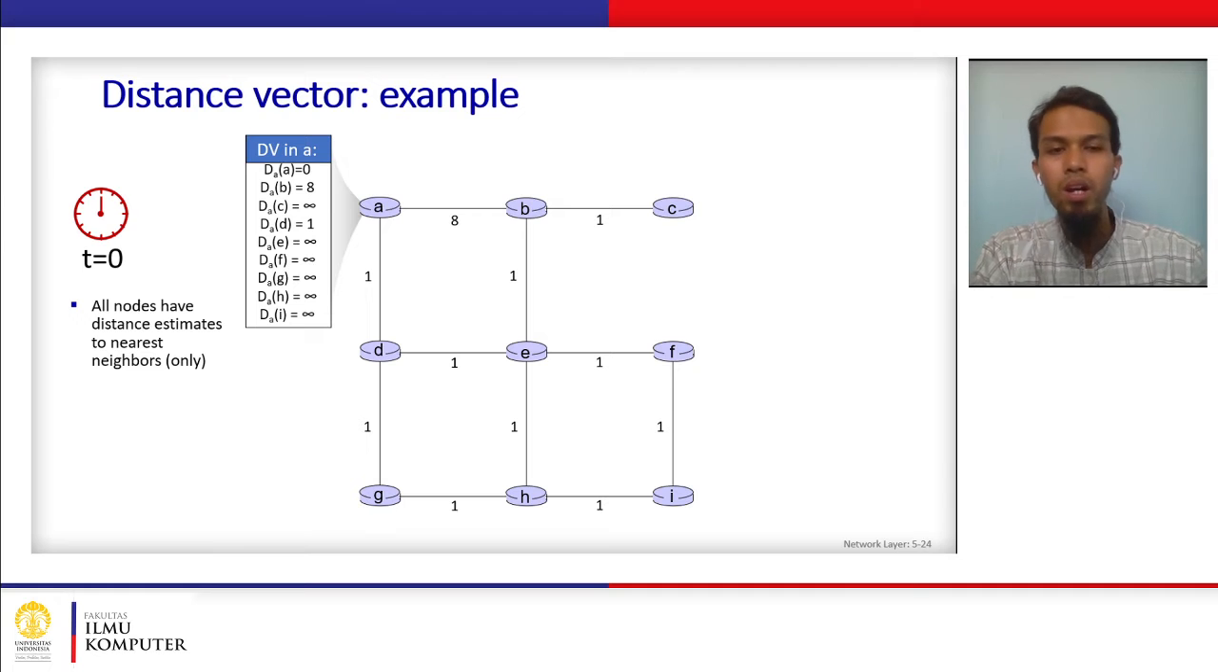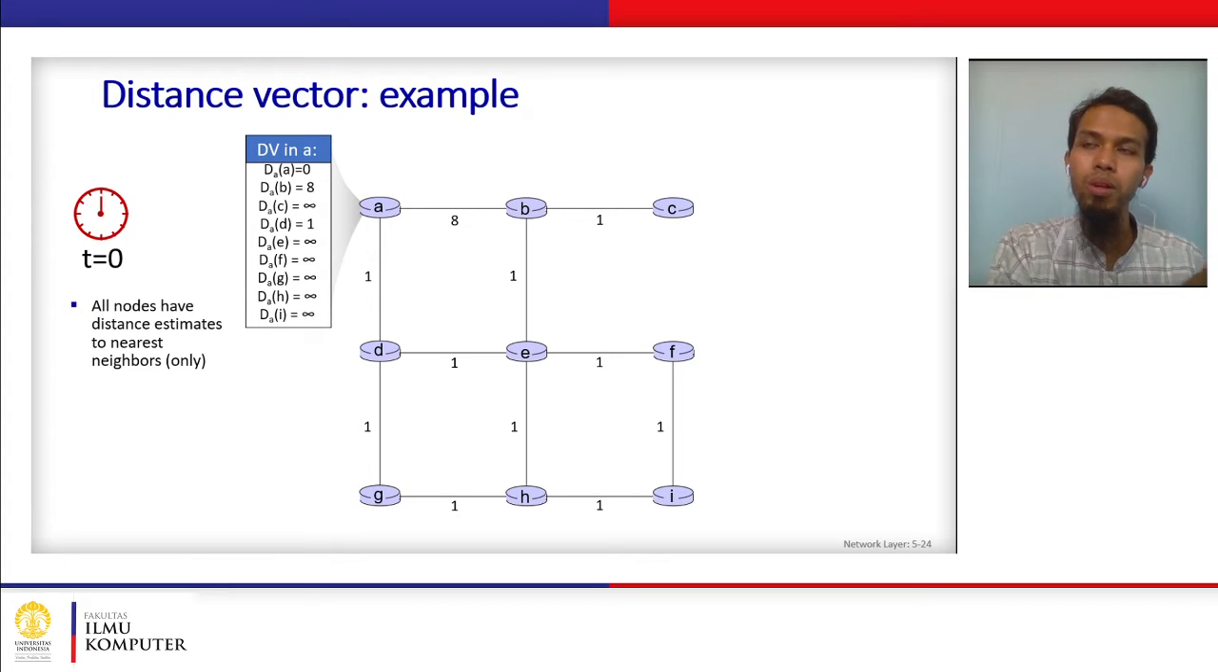Hello everyone. We'll continue our discussion about distance vector, and now we'll go through an example, because it's easier to explain with an example. We'll explain the iterative process in distance vector from time 0 until time 1, time 2, and so on. But we'll not try to finish everything because it will take a long time, a lot of process.